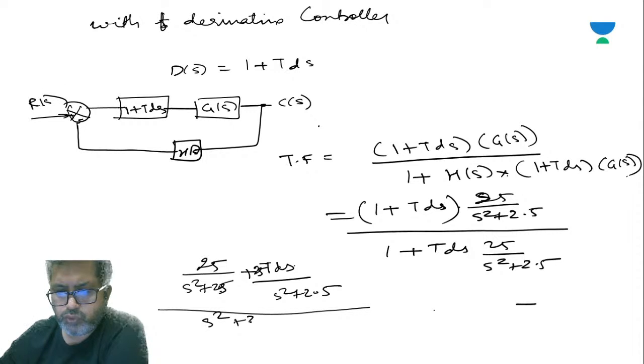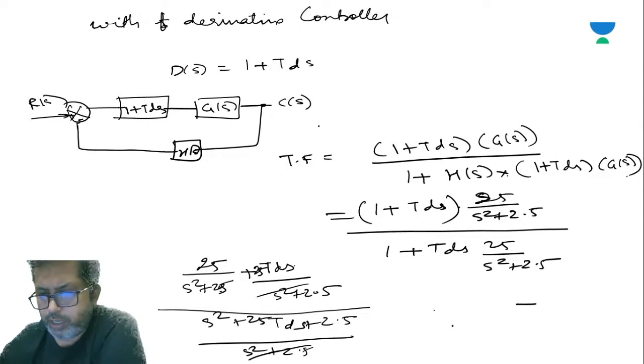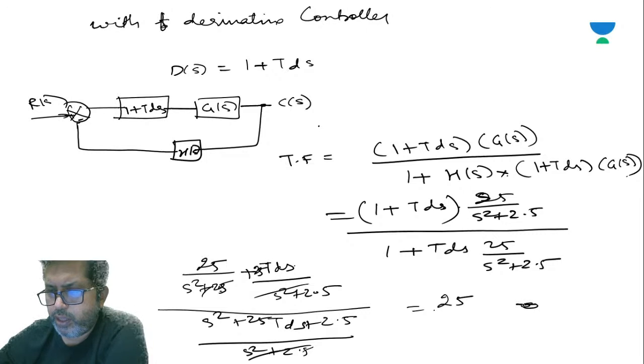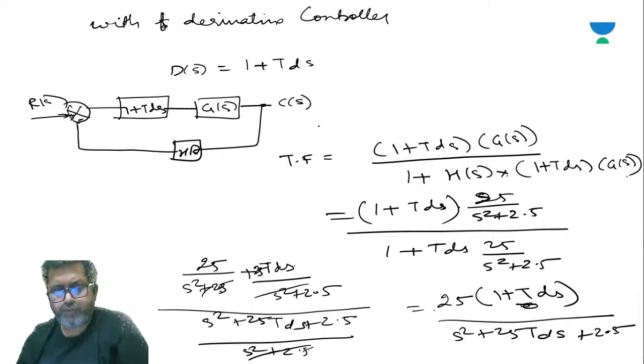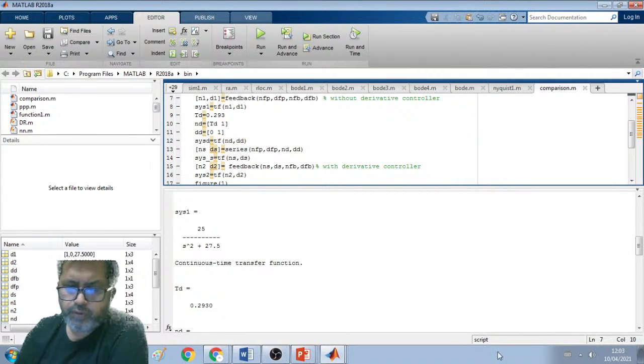S square plus 25 TDS plus 2.5 divided by s square plus 2.5. This will get cancelled. This will be 25 times (1 plus TDS) divided by s square plus 25 TDS plus 2.5. In this way you will get the transfer function.